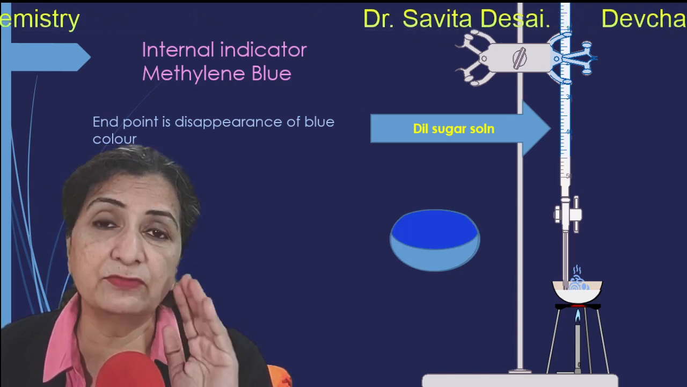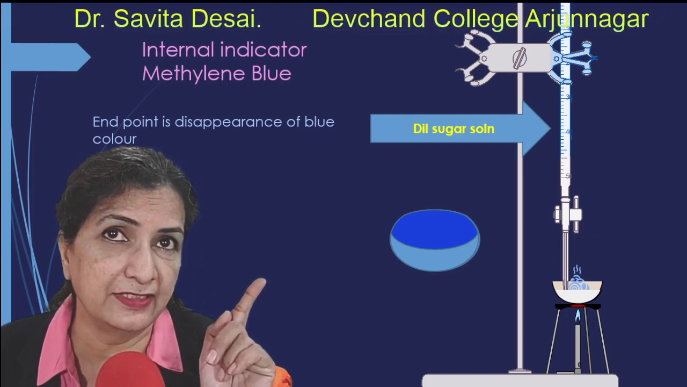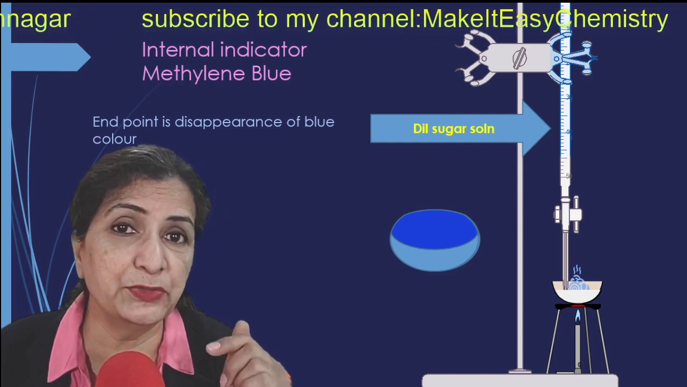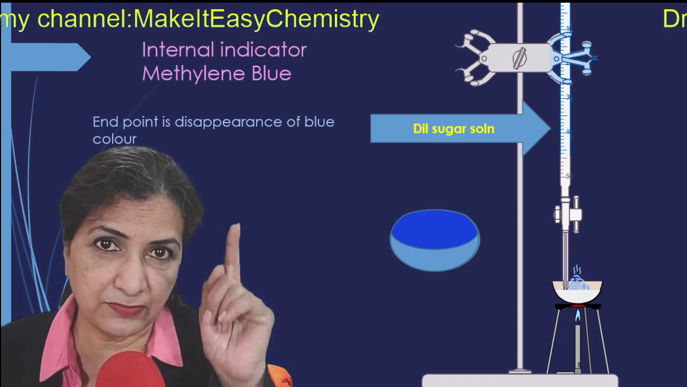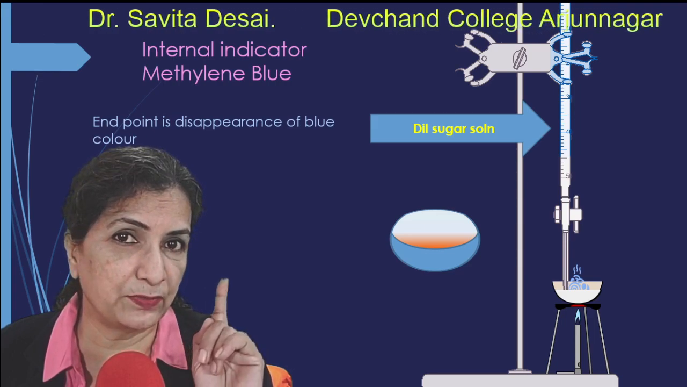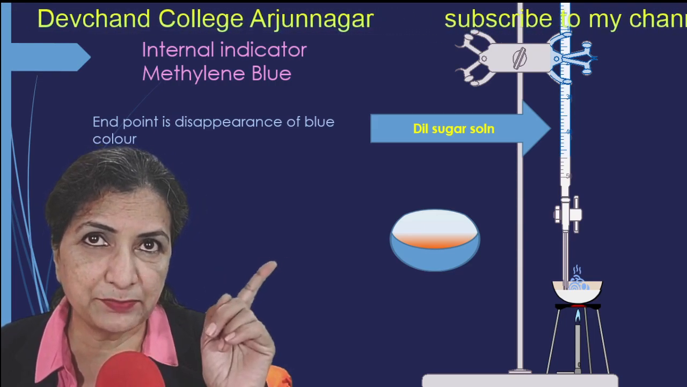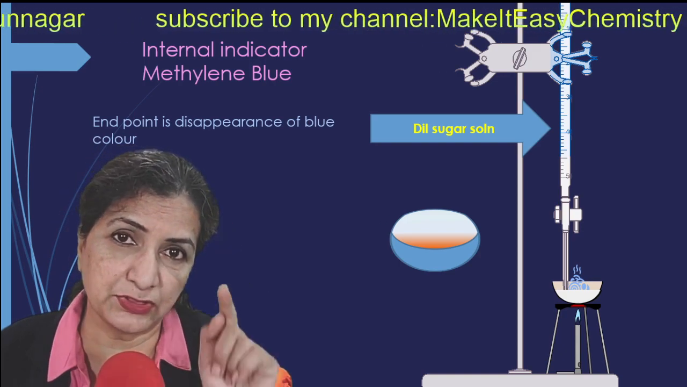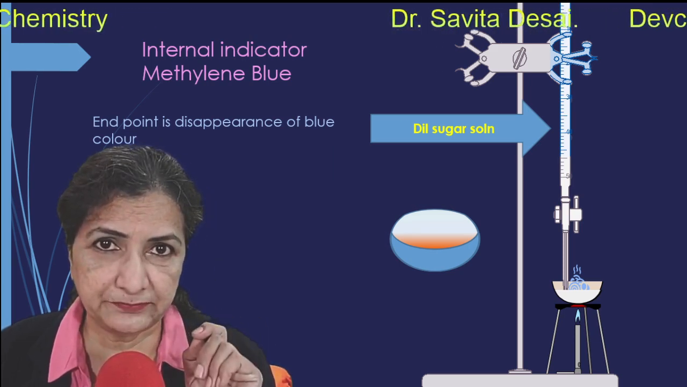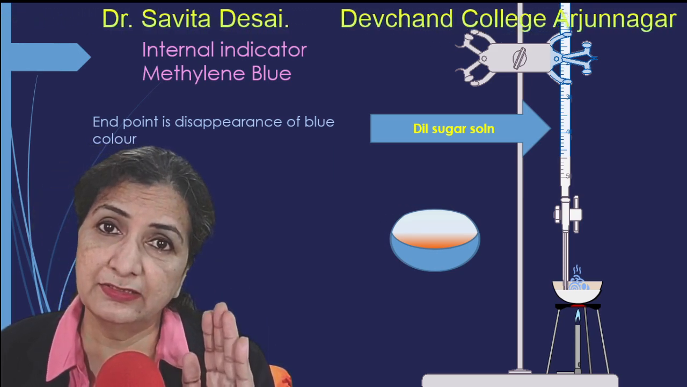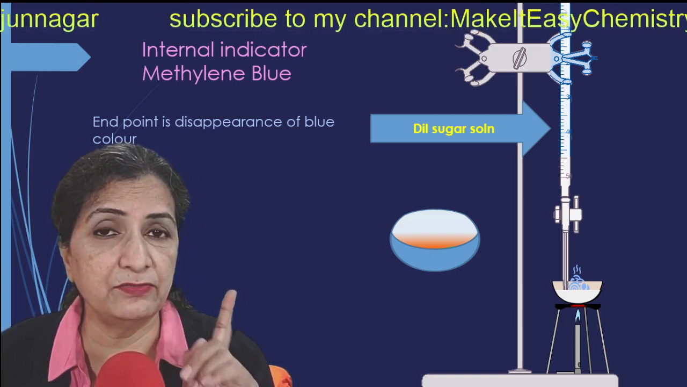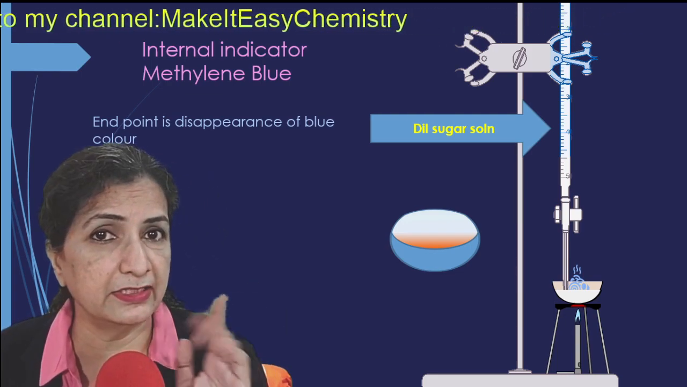At this point, we are going to add the methylene blue indicator. The solution immediately becomes dark blue, and further continued addition of sugar solution from the burette will offer us the color change from blue to colorless. At this point, we stop the addition of sugar solution from the burette and note down the end point. We are of course going to repeat the titration to know the constant burette reading. So this is the way in which we are going to use external and internal indicator.